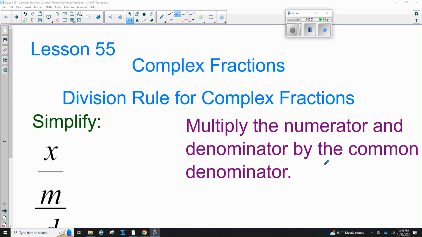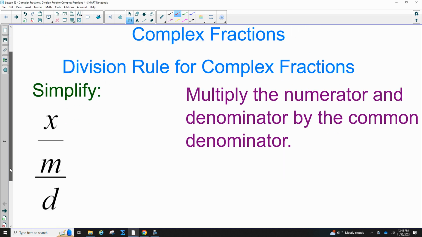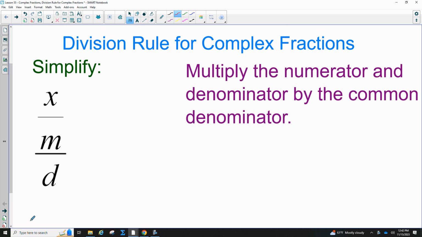Okay, lesson 55. Here we go. Division rule for complex fractions. So complex fractions are fractions within fractions, with variables. So lesson 55, and go ahead and write down x divided by m over d. All right, x divided by m over d.